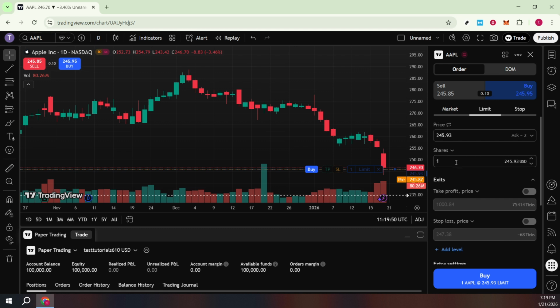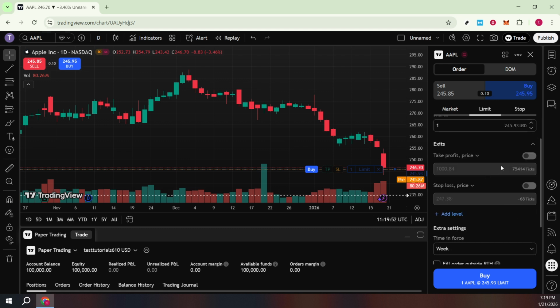Set your stop loss price. This is your protective exit if the trade goes against you. Keep it at a level that invalidates your idea while respecting your risk tolerance. Proper stops are essential. They define your downside before you enter.